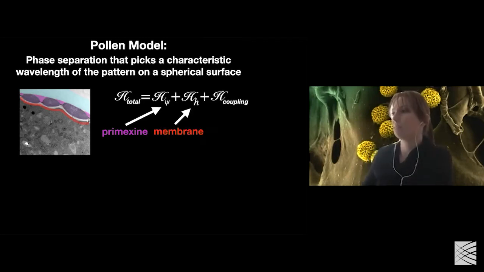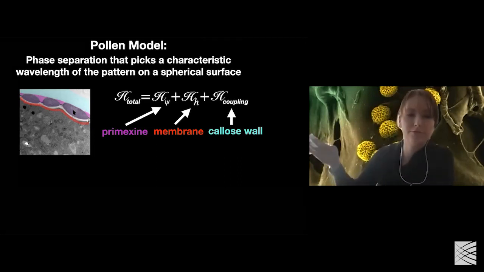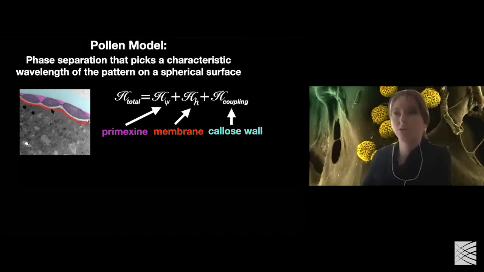We also have a second component of our system, which is the membrane. The membrane has an elasticity, it has a surface tension, and it's sort of doing its own thing, and we can model the free energy for what it is doing. And then there's a coupling between the two that's induced by this transient cell wall that I mentioned earlier that holds everything together. So if there was no cell wall here, the Primexine would probably just float off and wouldn't actually interact with the cell membrane.